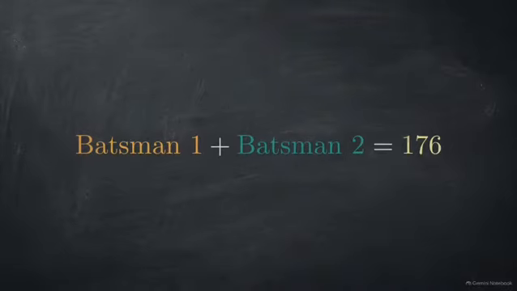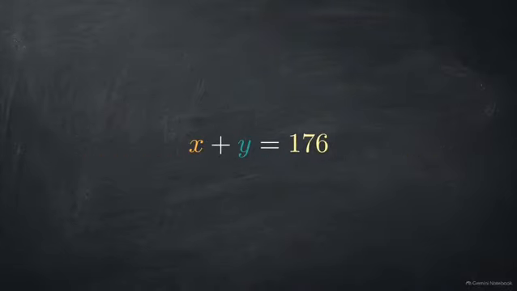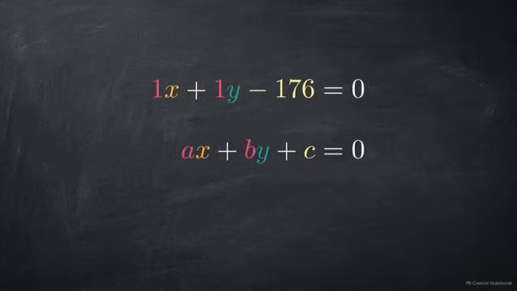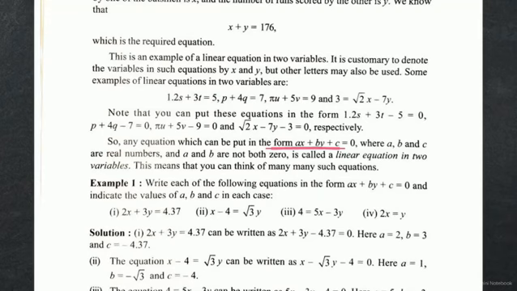When combined, we get the foundational equation for our mystery. x plus y equals 176. We expand this into a universal algebraic template. By moving the 176 over, it perfectly fits the standard form of ax plus by plus c equals 0. The textbook confirms the structure, noting one vital condition to make it work. Coefficients a and b cannot both be 0, otherwise our variables vanish.